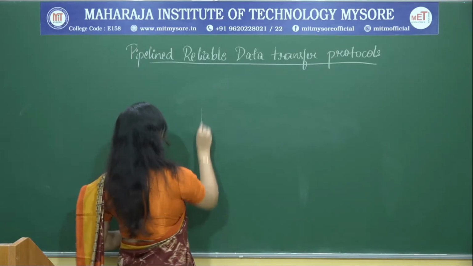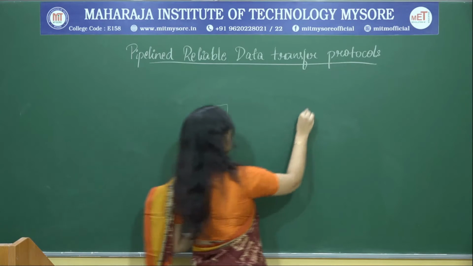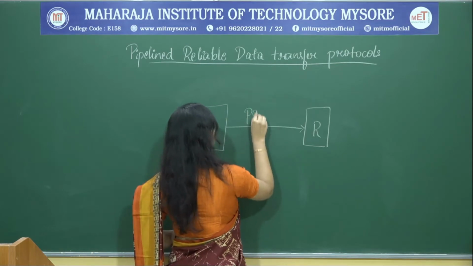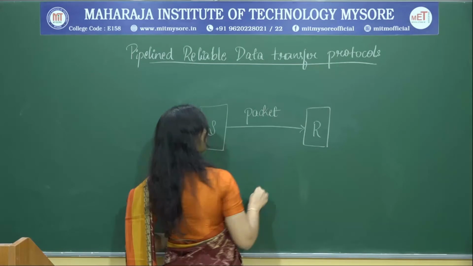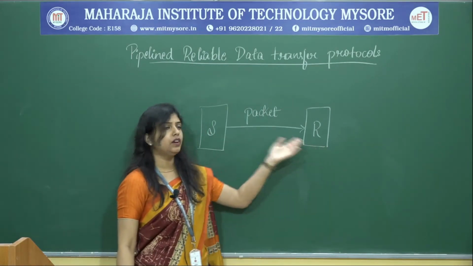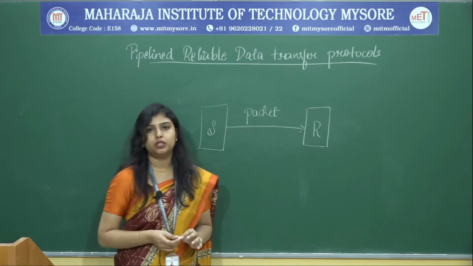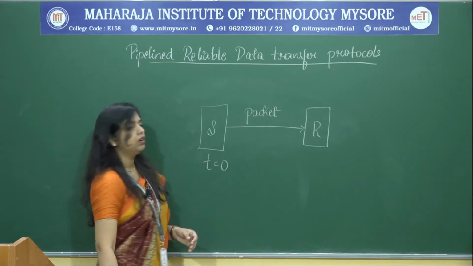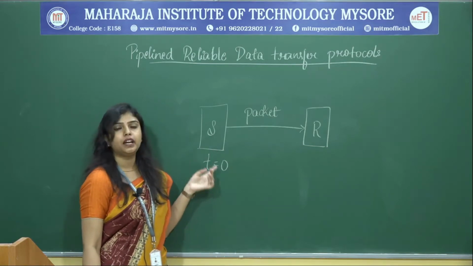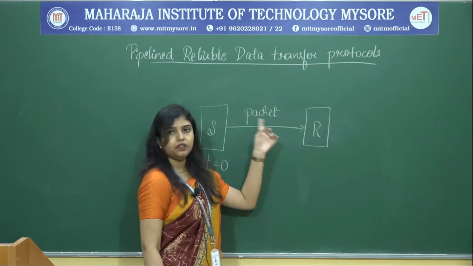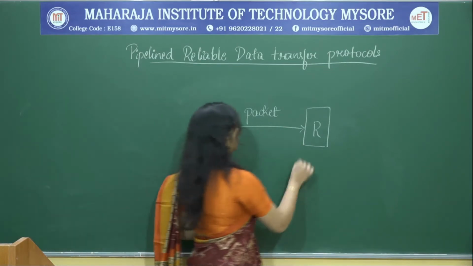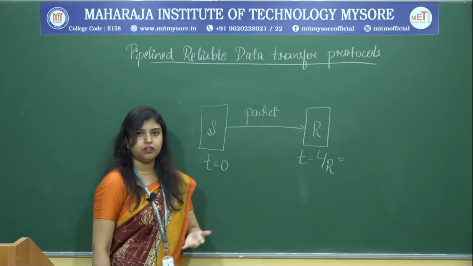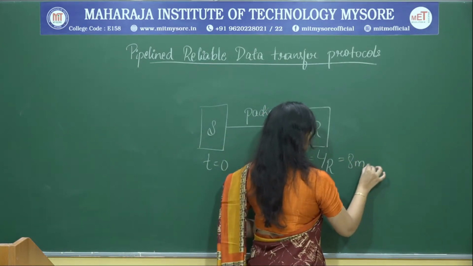Let us suppose this is the sender, this is the receiver, and this is the packet where data is residing. The sender is sending the packet to the receiver. Suppose the packet is sent from the sender at t equal to 0. Then the receiver will receive all the bits of the packet at t equal to L by R, which is 8 microseconds.